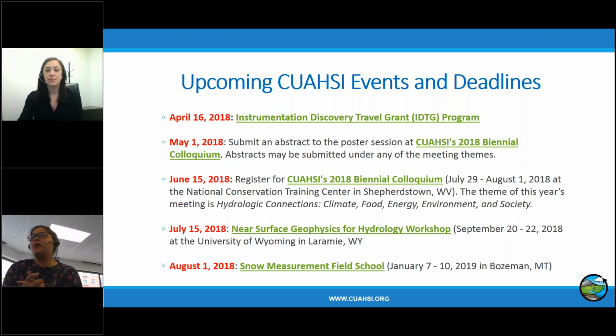And then we have 2 upcoming workshops. One in September. The deadline to register for that is July 15th, and it's the Near Surface Geophysics for Hydrology workshop in Laramie, Wyoming. And then another one that will be hosted in January in Bozeman, Montana is the Stroud Measurement Field School, and that requires an application. So you must submit your applications by August 1st for that one. So please take advantage of all these programs. It's a great opportunity for you guys to expand your research and then meet everyone in our community.